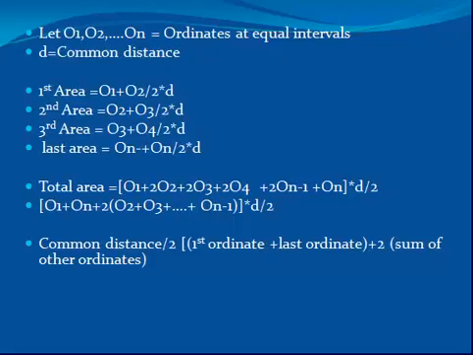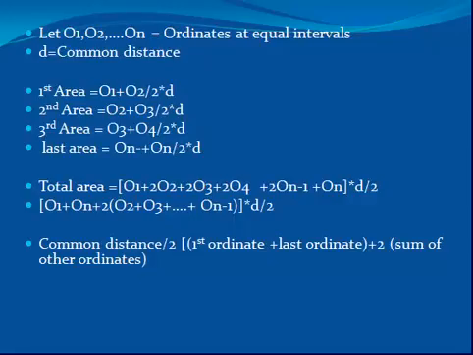Similarly, the second area is equal to O2 plus O3 divided by 2 into D, and the third area is equal to O3 plus O4 divided by 2 into D, and so on. The total area can be calculated as A1 plus A2 plus A3 up to An.